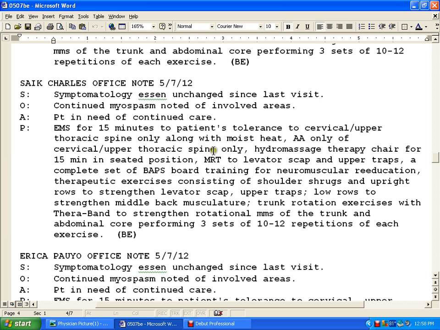Oh, and also another thing, they usually always do hydromassage therapy. So he'll just say hydromassage therapy. He'll usually say it. They call it the water chair, but that's what we put in there, hydromassage therapy chair. Highlight it.